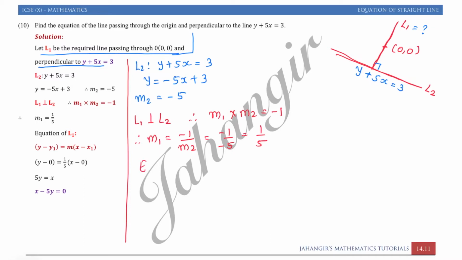Now equation of L1. We can take y minus y1, that is 0, which is equal to 1 by 5 into x minus 0. 5y is equal to x, so therefore x minus 5y is equal to 0. This is the equation of the required line.